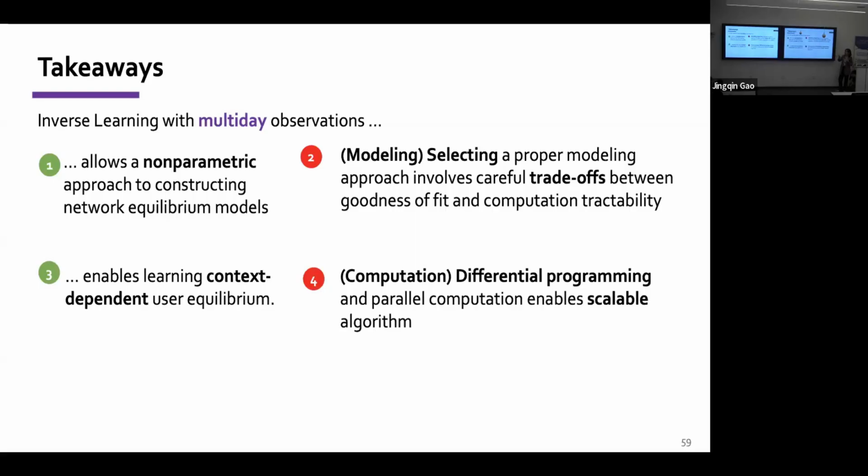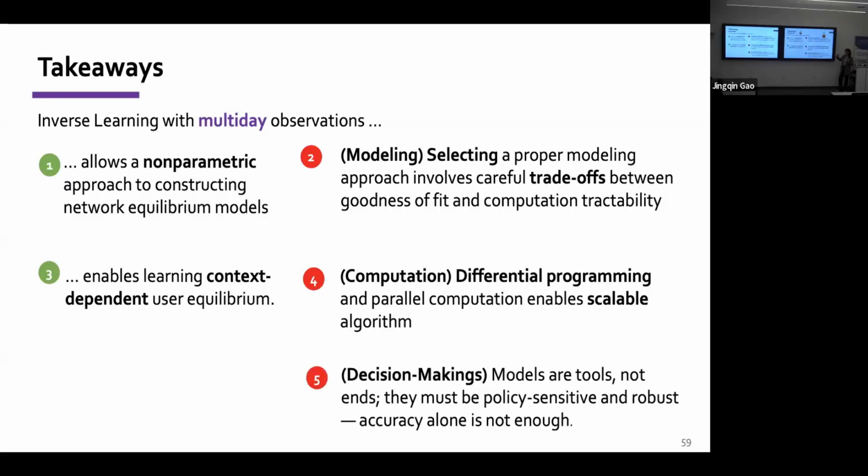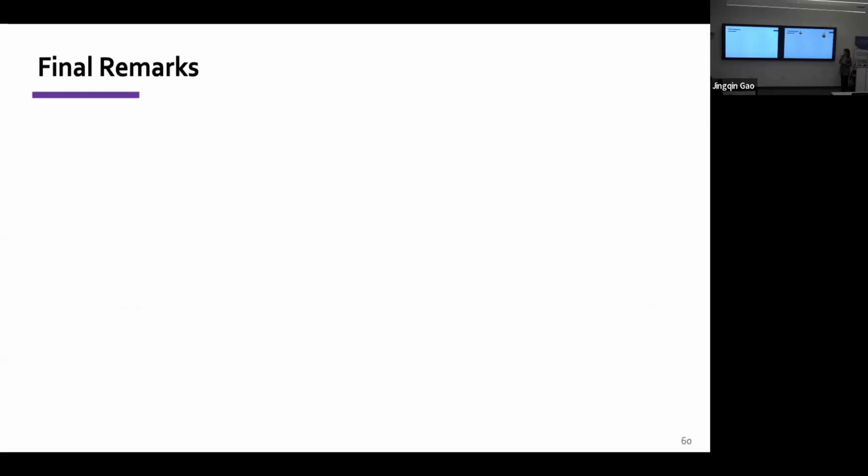In order to handle these multi-sample equilibrium constraints more efficiently, we are using differentiable programming and automatic differentiation to enable scalable parallel computation. And we also look at how we can use this inverse learning framework to better support robust decision making. So here come some final takeaways.